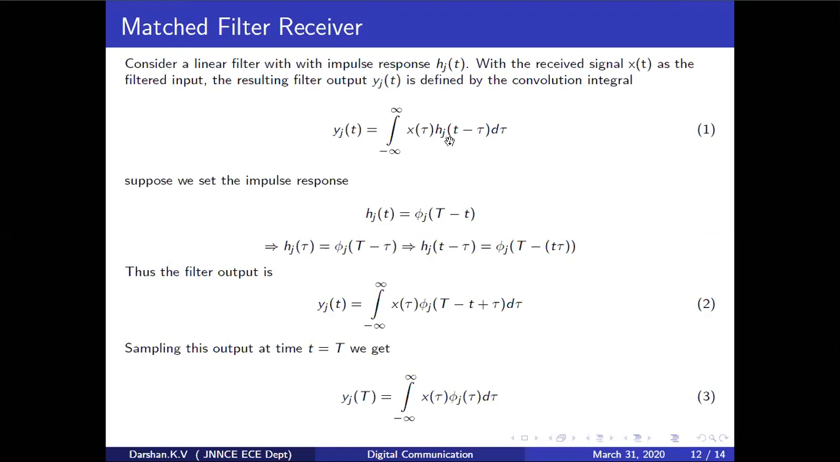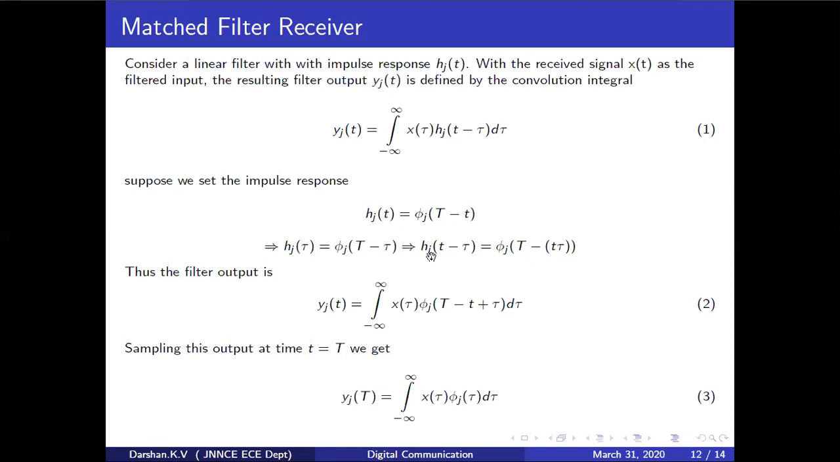Now what I want is hj of t minus tau. If you have understood the process of convolution, then this is how you need to get the value of hj of t minus tau. How do you substitute? Not directly. First, t should be converted to tau. Then this is the expression: instead of t you put tau, so phi j of T minus tau. Now you come over here, hj of t minus tau. So wherever tau is there, you put t minus tau.